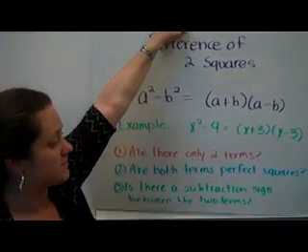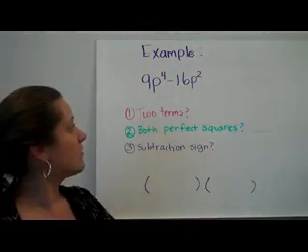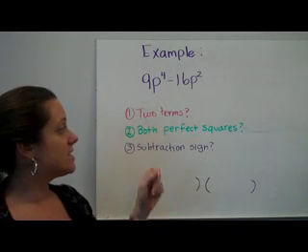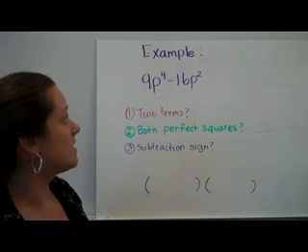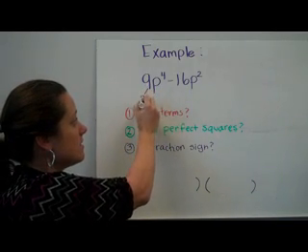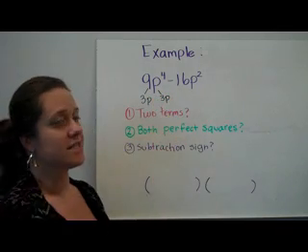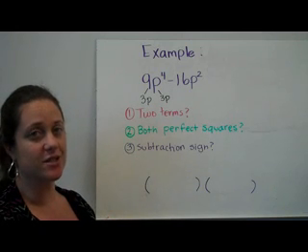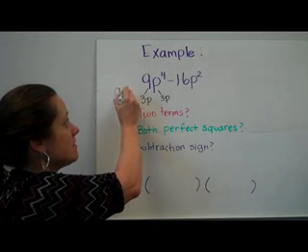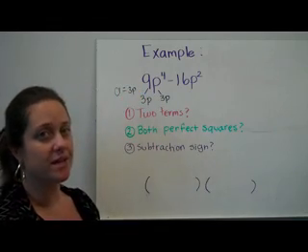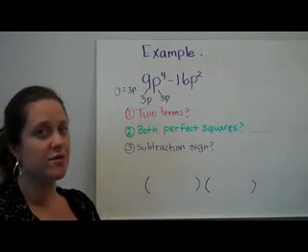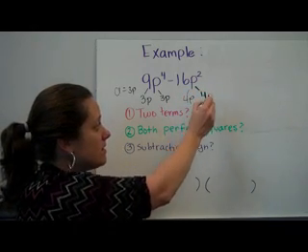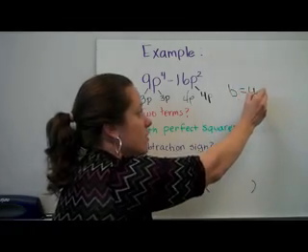Alright, so let's try an example. Our first question, are there two terms? We can see clearly that there are two terms. Secondly, are both perfect squares? In order to see if they're both perfect squares, I see, is there something that I can multiply by itself to then equal my term? And it is 3p. So I know that a is equal to 3p. Now, I look at the 16p squared. Is that a perfect square? And it is. 4p and 4p. Okay, so b is going to be 4p.